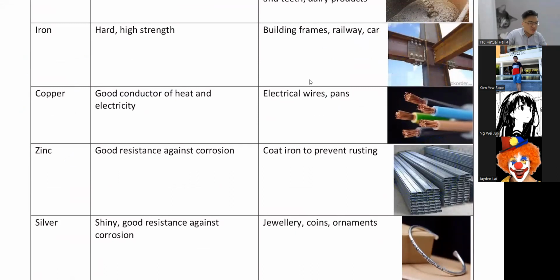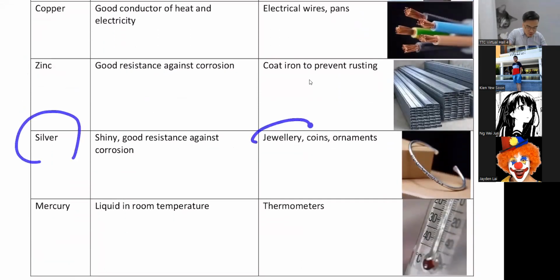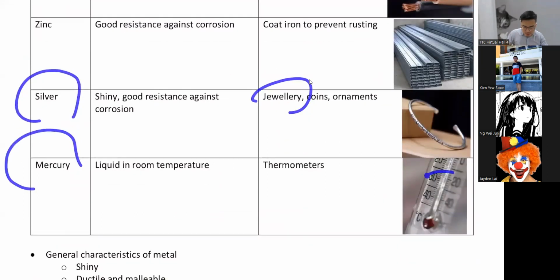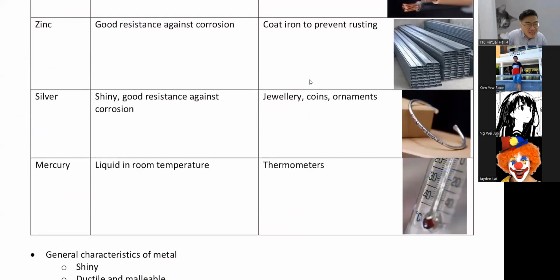I need to rush for the next class already. Silver is for jewelry. Mercury is for your thermometer. These are all common sense, right? Okay, they're all common sense lah.